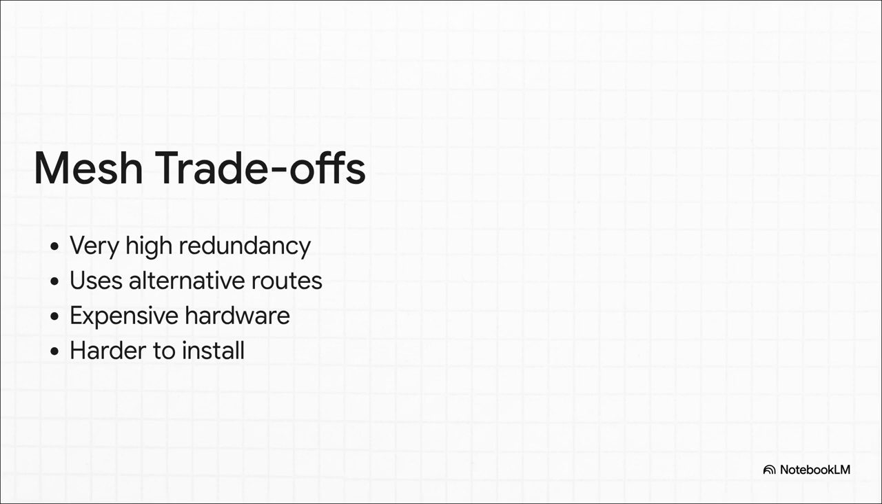Because of all those intersecting lines, the mesh topology offers crazy high redundancy and reliability. If one connection fails, heck, even if a whole device goes down, the data just shrugs, reroutes, and finds an alternative path to its destination. It is incredibly robust, making it perfect for supporting critical services.